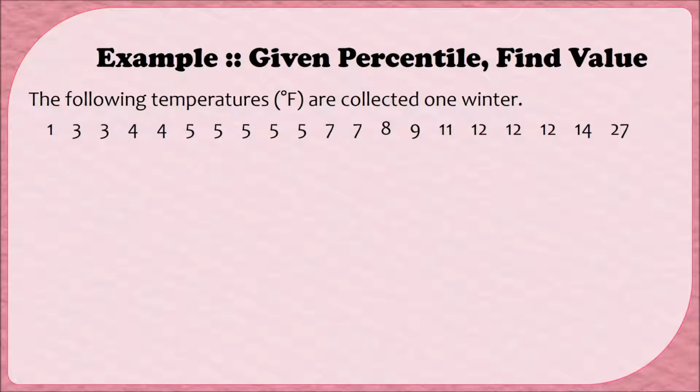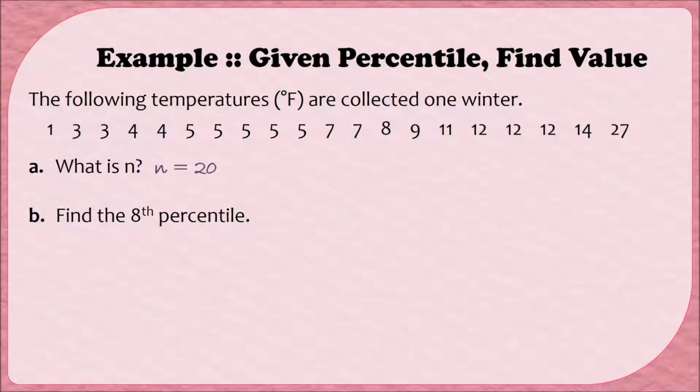Suppose the following temperatures in degrees Fahrenheit are collected one winter. Part A, what is n? Remember that n is the number of numbers. So I found n to be 20 for this data set. Part B. Let's find the 8th percentile. As we go through our process of finding the 8th percentile, let's make sure we number our steps for this example. So step 1 was to make sure that your values were in order from least to greatest.